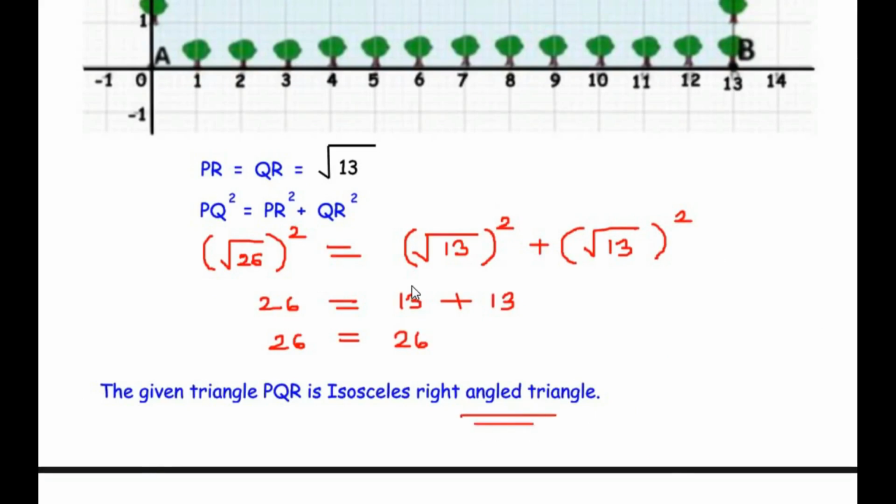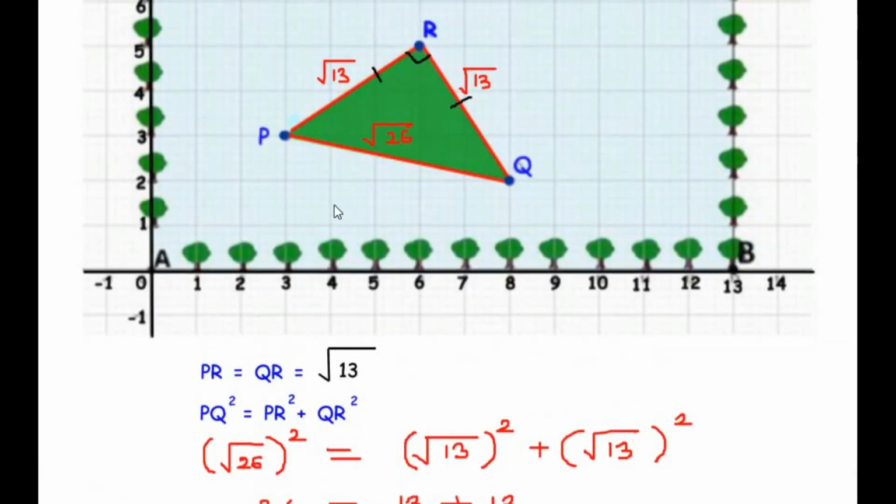You can also use the distance formula to find out the lengths of PQ, QR and PR, or you can use the method which I showed in this video. Let us move on to the third sub question.